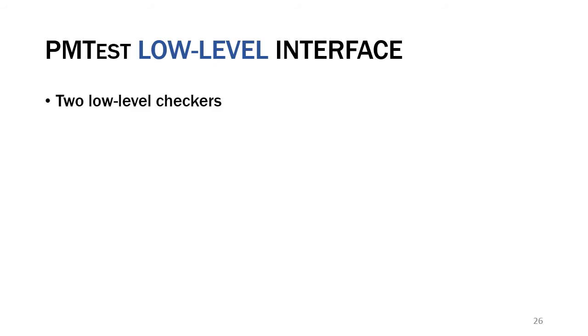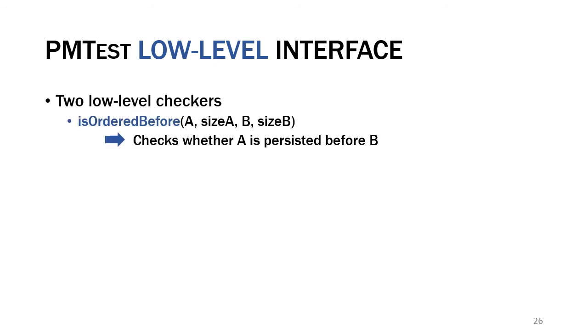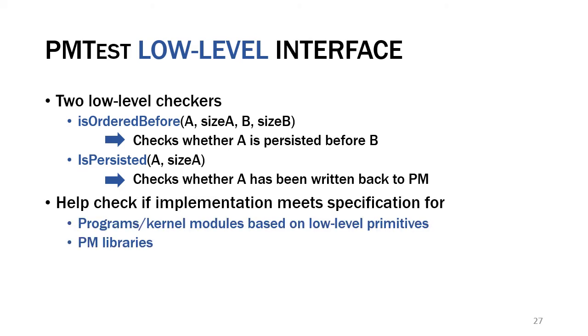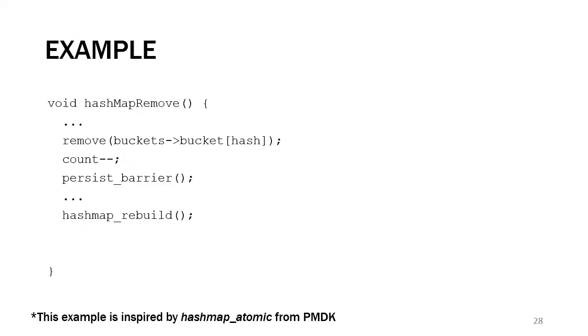The low-level interface has two types of checkers. The first one is isOrderedBefore that checks whether location A is persisted before another location B. And the other checker is isPersisted that checks whether location A has been written back at a certain point of the program. The low-level interface can help expert programmers to check whether the implementation meets the specification for, say, programs or kernel modules based on low-level primitives and also libraries.